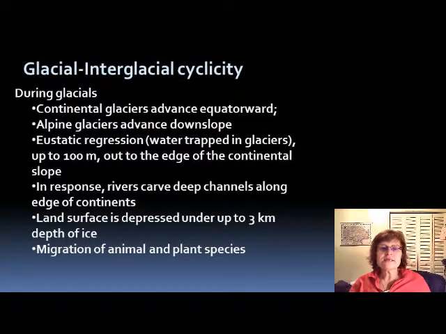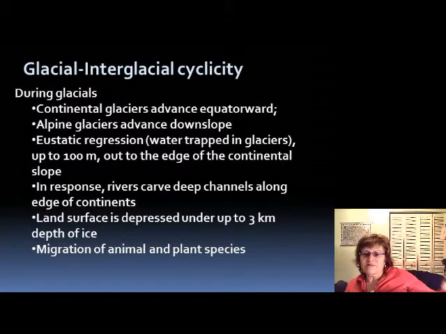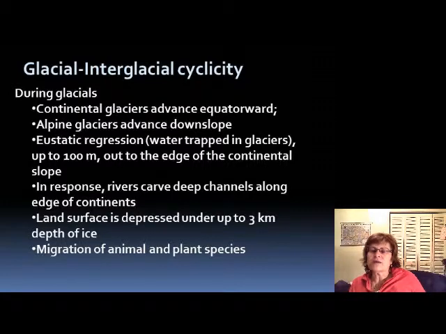During the glacial times, we have the continental glaciers, which are advancing toward the equator. We have alpine glaciers, which are advancing downslope. The sea level is going down, which means eustatic regression. The reason for that is because the water is being trapped in the glaciers and also in the continental glaciers. The sea level can go down more than 100 meters actually.